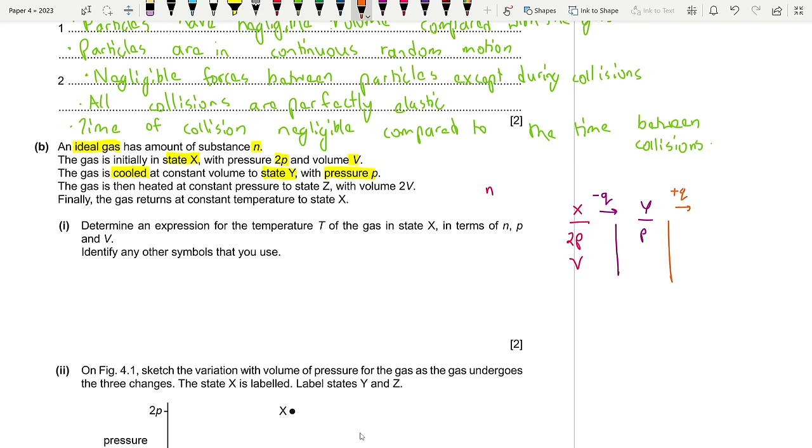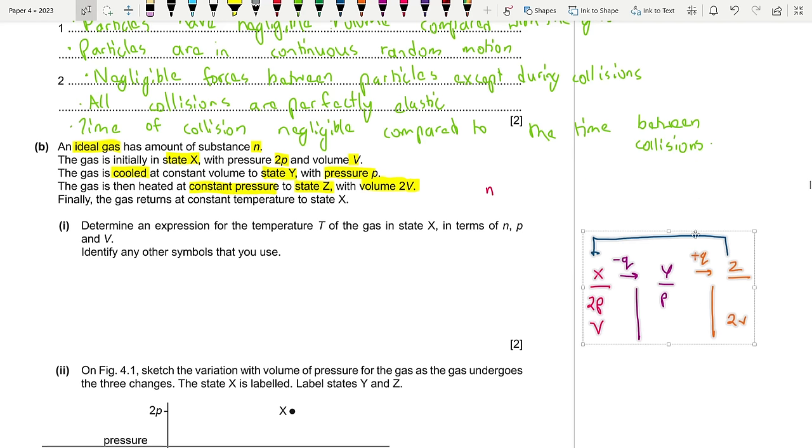So it's plus Q now. We have constant pressure, state Z, with volume 2V. Fine. So the volume is 2V now. Finally, the gas returns at constant temperature to state X. Okay, so it goes to Z and has a volume of 2V, but then returns back to X again. So this is the overall state.